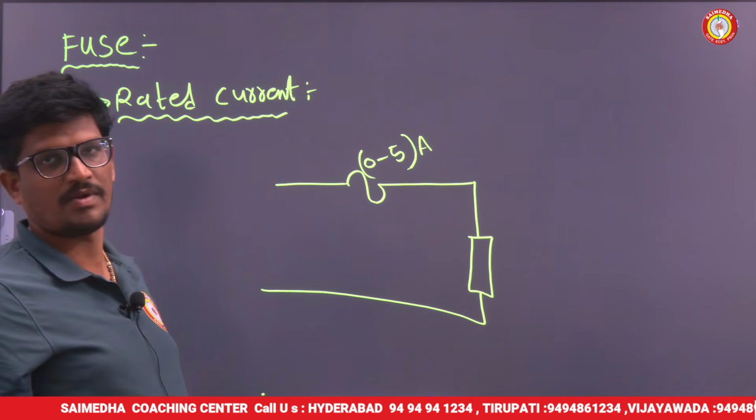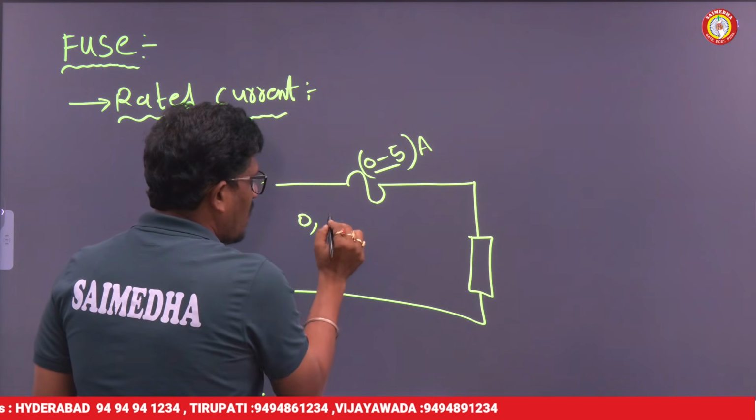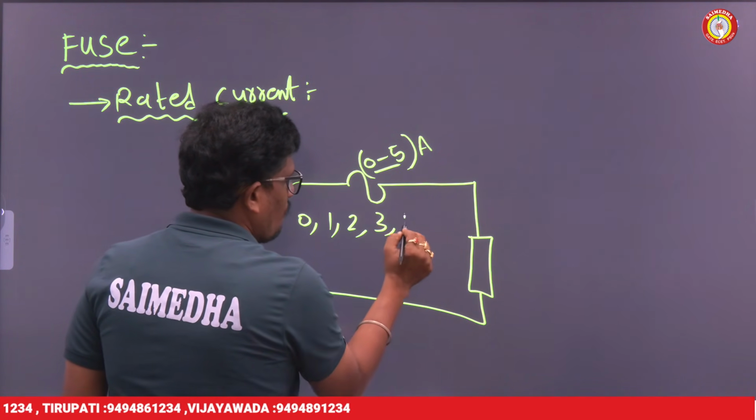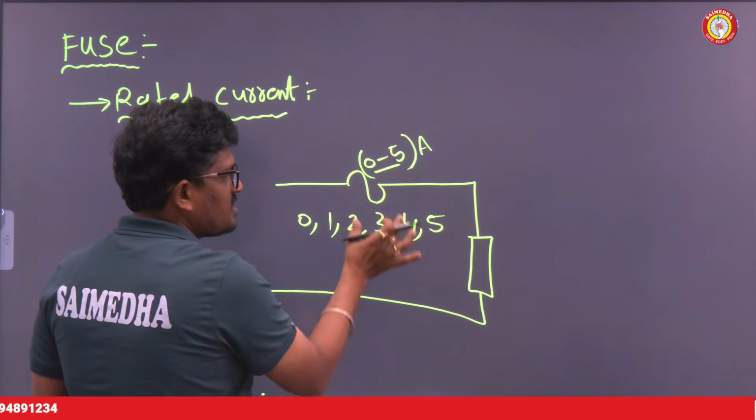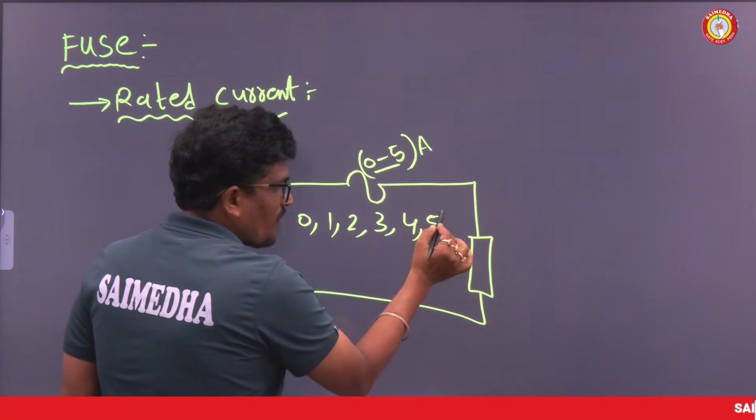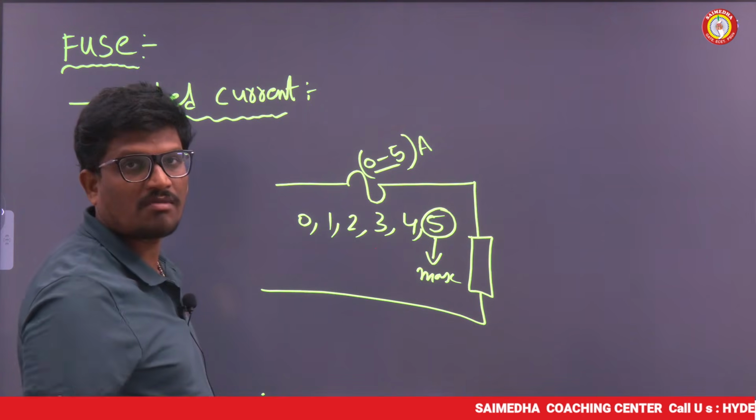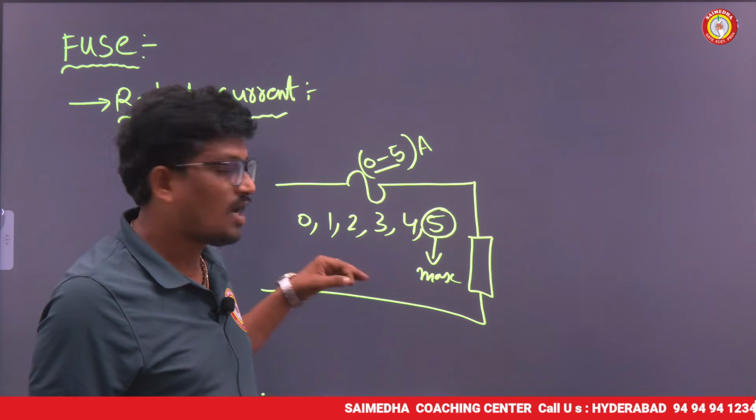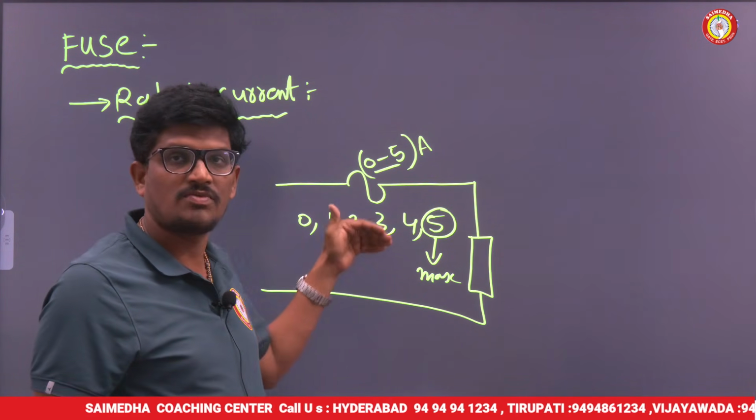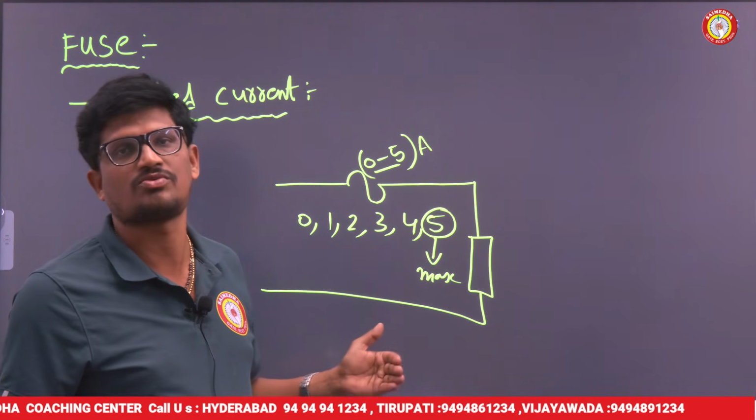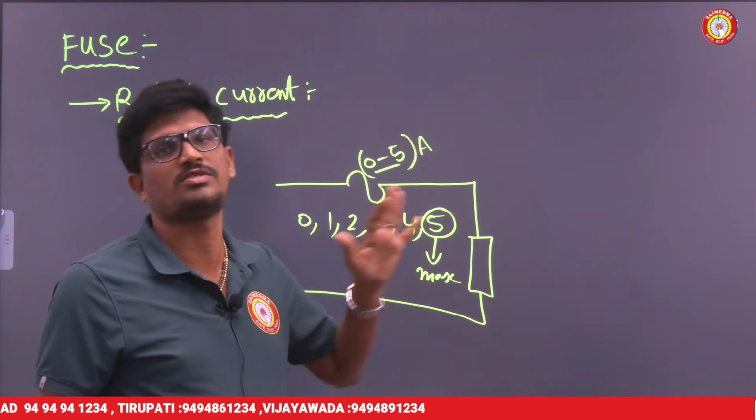Yes, obviously. But what happens here, look at the board: 0, 1, 2, 3, 4 and 5. The range is 0 to 5 only. But 5 ampere is the maximum current. Maximum current in full load is not a fault current. Maximum means full load current. Even when full load current flows, the fuse element should not melt. Only when current in excess of full load flows should the fuse melt.